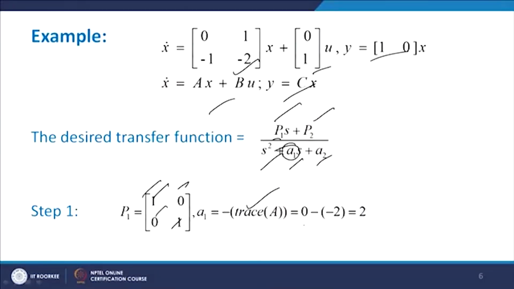A1 equals minus trace of A. What is trace of A? It means the sum of the diagonal elements. So here, minus (0 minus 2), that is minus of minus 2, which gives 2. So we have got the trace of the matrix.